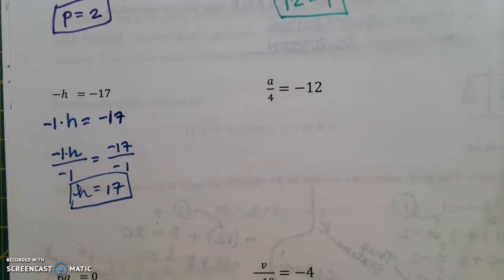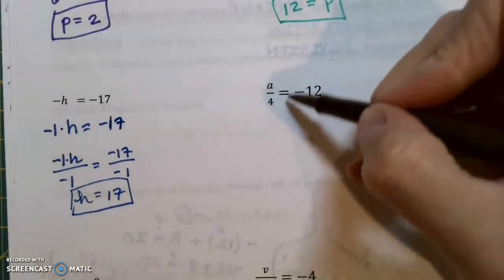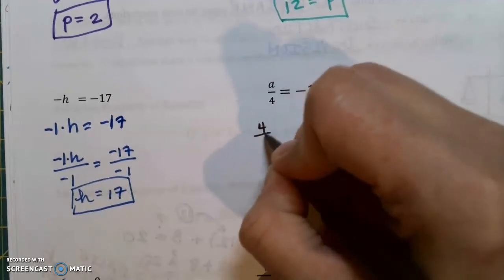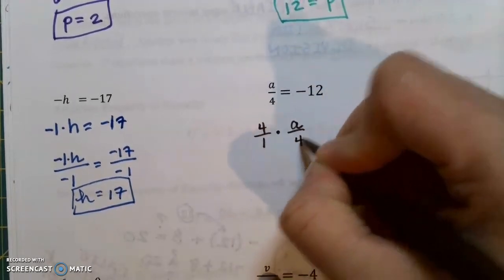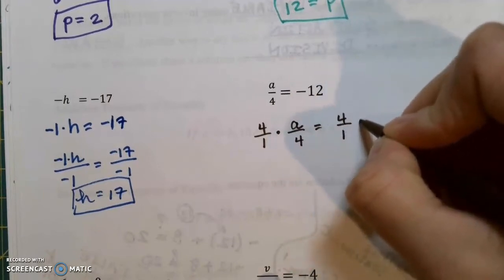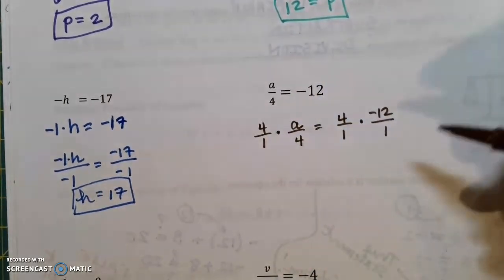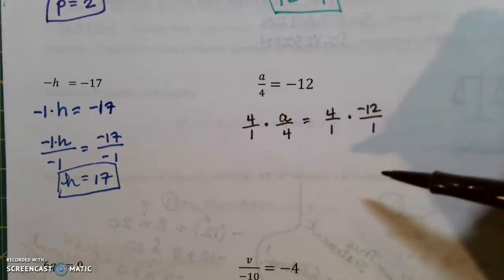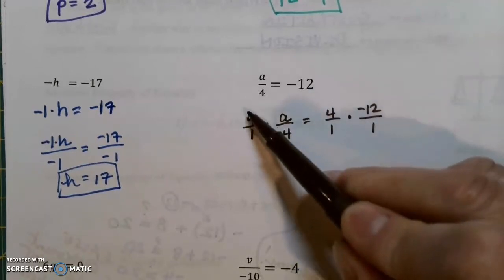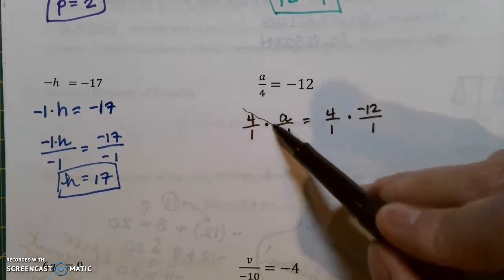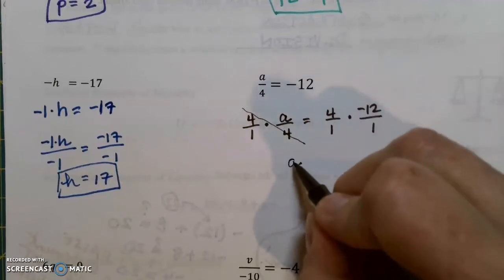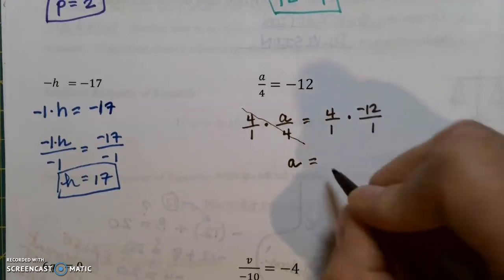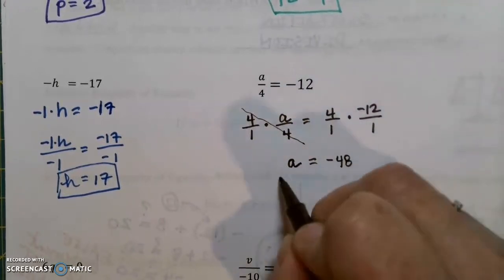In the next one, here we have a divided by 4, so we are going to undo that by multiplying by 4. So I will do 4 over 1 on both sides. And I'm going to put that -12 over 1 just so it's easier for me to see what's happening with my numerators and denominators. I don't get those confused. So we did the 4 here, and that's going to undo, right? Those will divide out. So I will have just a on the left. On the right, I'll have the positive 4 times the -12, which will give me a -48.